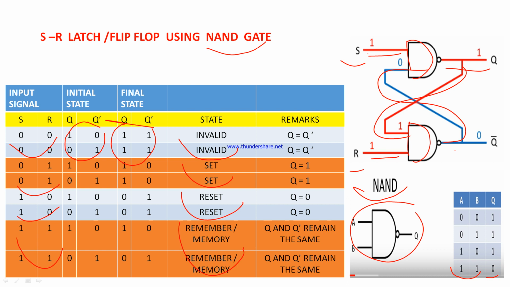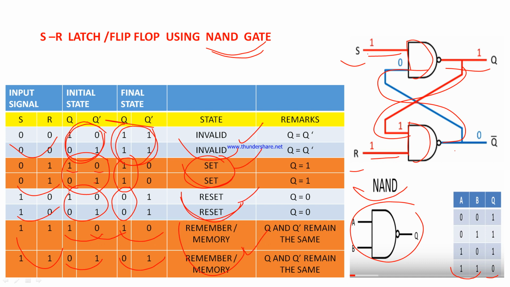So the first one is invalid, because whatever we put as Q, Q dash, Q and Q dash will become 1, 1. And whatever we put for Q and Q dash, if the input is 01, Q will become 1. This is what we call the set state. Whatever we put for Q and Q dash, if the input is 10, Q will become 0. This is what we call the reset state. And the last one, remember: if we put Q and Q dash as 10, it will remain the same, 10. If we put 01, it will remain 01. This is what we call the remember state. So the things to note is, in the NAND gate, from below, you can remember: remember, reset, set, and invalid.